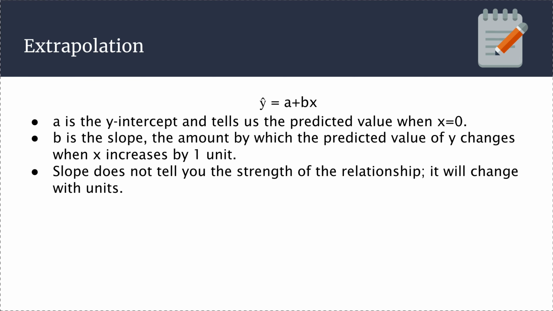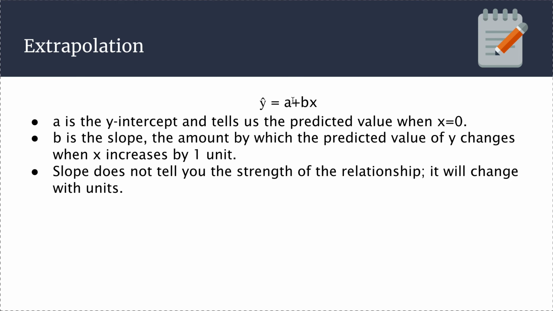A couple other comments to wrap up here. When we're looking at y hat equals a plus bx, a is the y-intercept, right? And it tells us the predicted value when x is 0. Sometimes that value makes sense. Sometimes it doesn't make any sense at all.